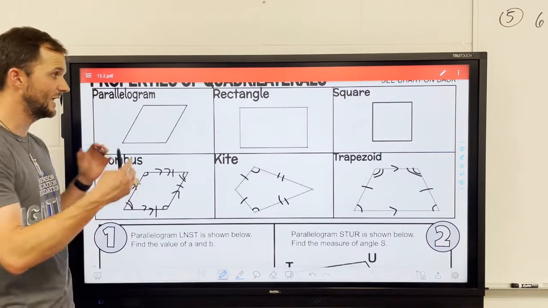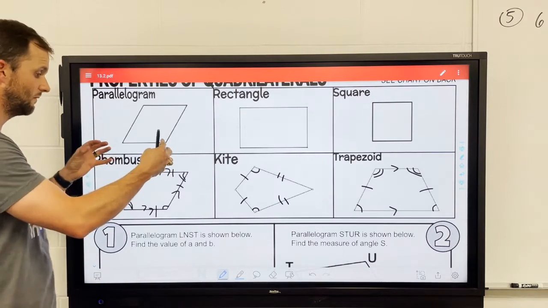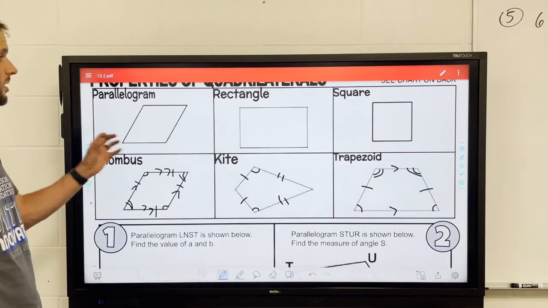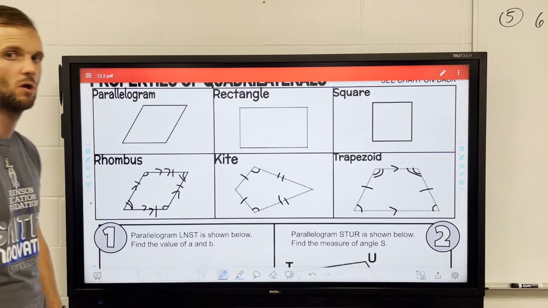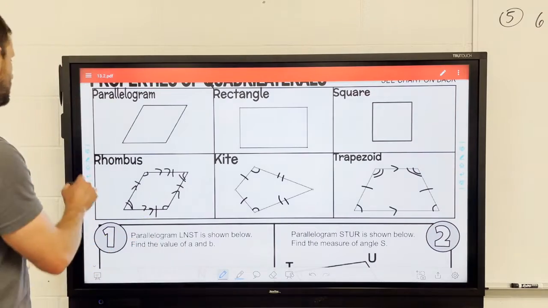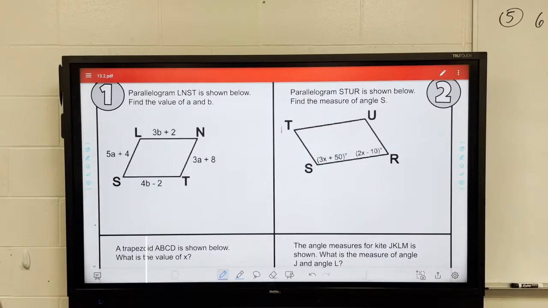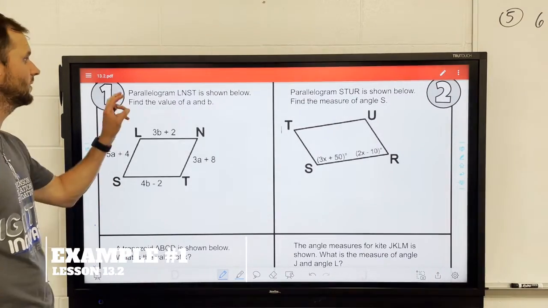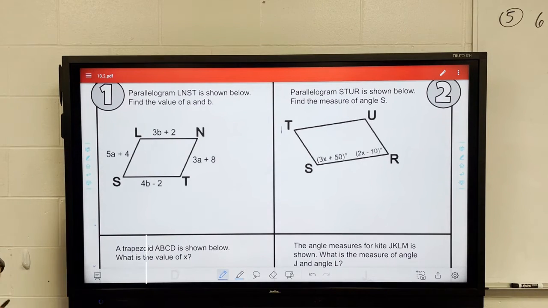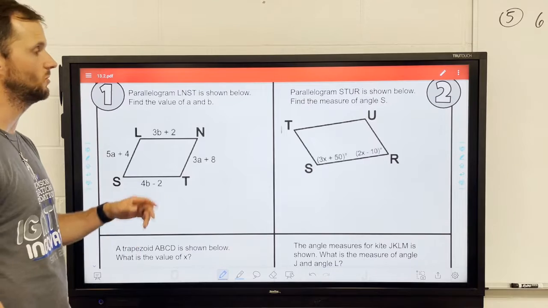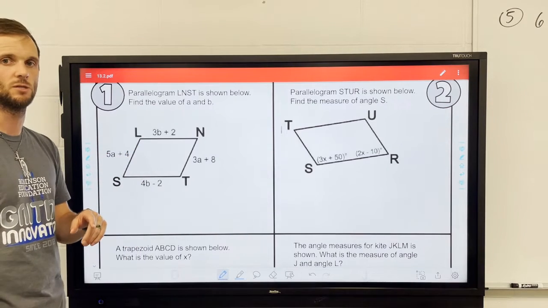All right, so we're going to take all this info, and whenever they give you a shape, you're going to use the properties of all these shapes to answer these questions as you go along. Okay, so let's jump over to example number 1. The parallelogram is shown below. We need to find the value of A and B. So if you need to, on the back side of your paper, you have that chart, and you can look at the parallelogram information that you see.